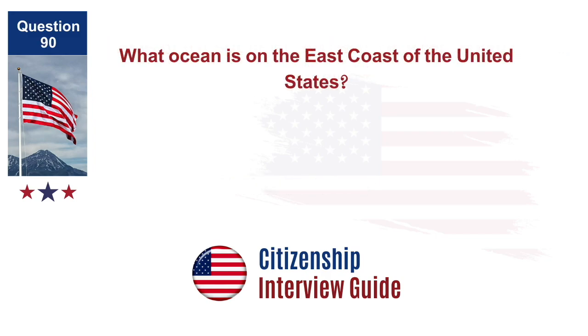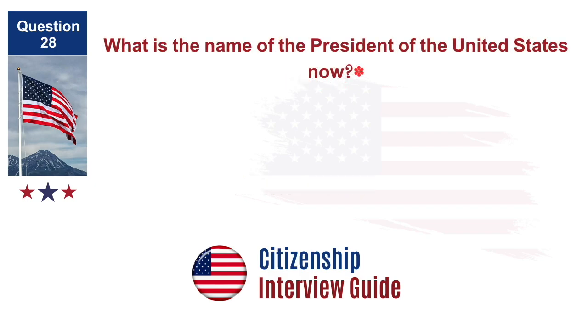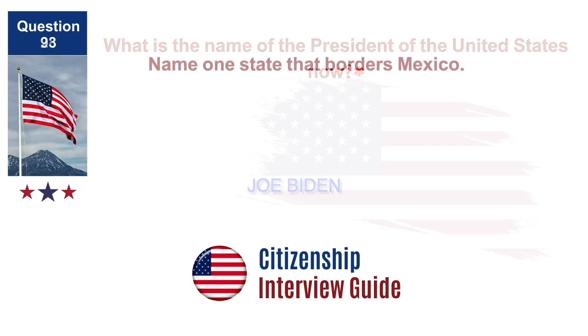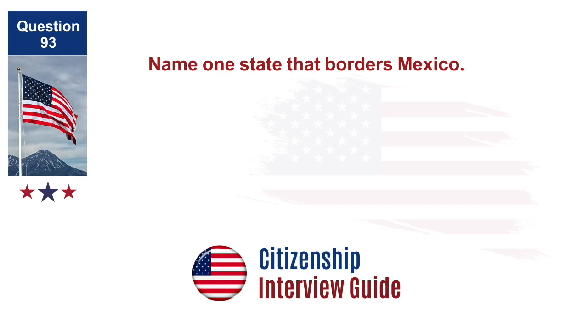What ocean is on the east coast of the United States? Atlantic Ocean. What is the name of the President of the United States now? Joe Biden. Name one state that borders Mexico. California.